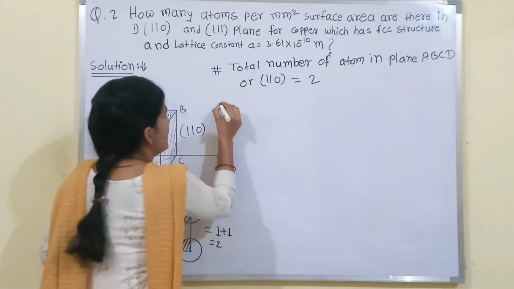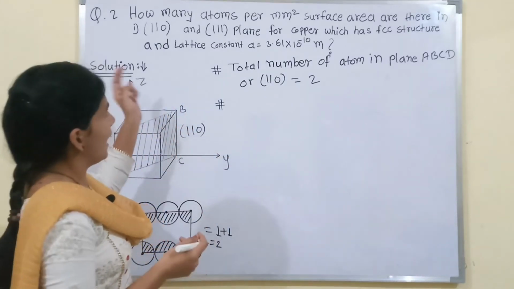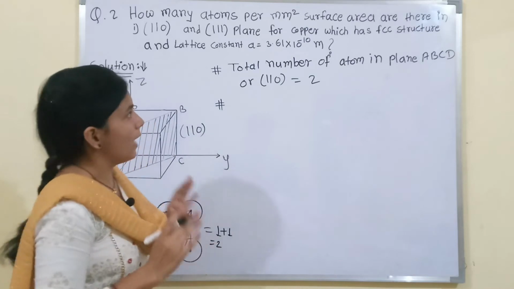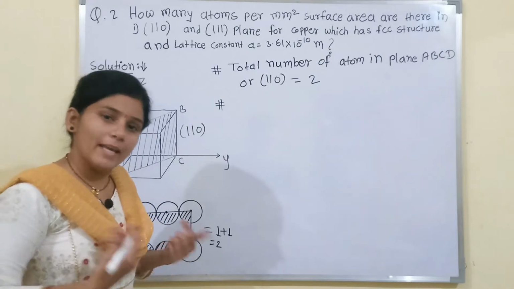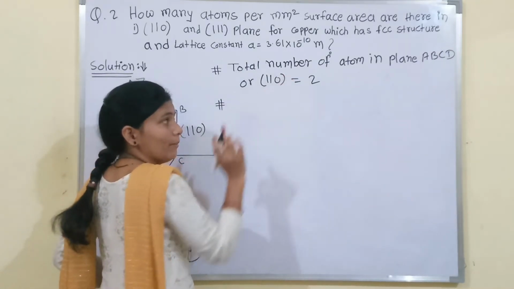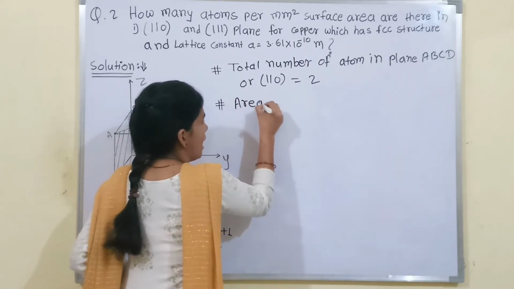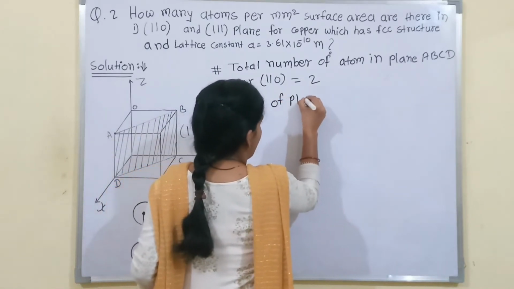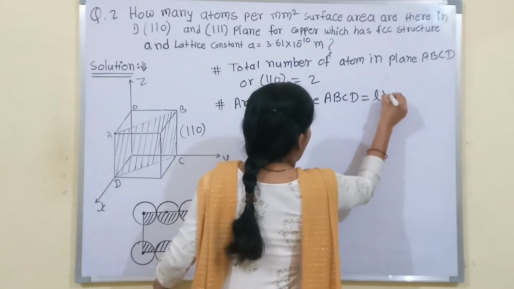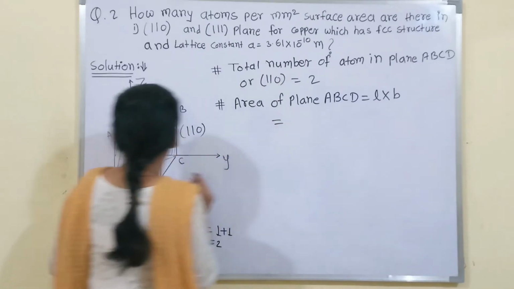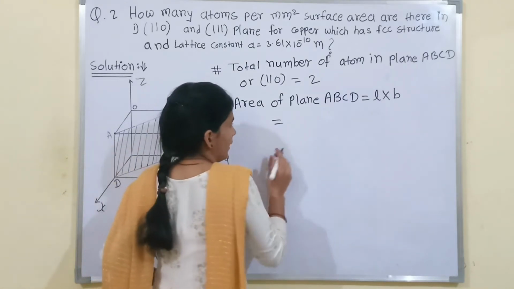Second thing we have to calculate is the area of the plane, because the formula for atoms per surface area is equal to total number of atoms divided by area. So we have to calculate the total number of atoms and the area of that plane. The area of plane ABCD is equal to L into B. Why? Because ABCD is a rectangle and area of a rectangle is L into B.